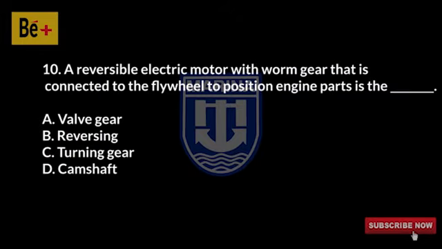A reversible electric motor with worm gear that is connected to the flywheel to position engine parts is the A. Valve gear, B. Reversing, C. Turning gear, D. Camshaft. The answer is C. Turning gear.